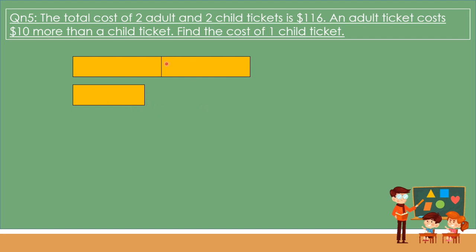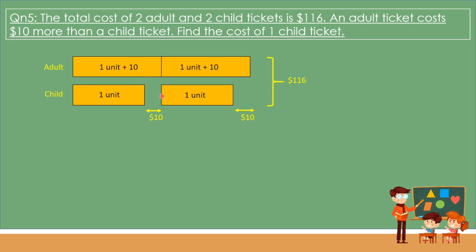But hey, you didn't just buy one adult ticket and one child ticket. You bought 2 adult tickets and 2 child tickets. Let's draw it like this. Adult, child. This part here is $116. This is $10 and this is $10. So if we were to take one rectangle to be 1 unit, then you can explain this question in terms of units. So this would be 1 unit, and this would be, is it 1 unit? No, it is 1 unit plus 10, and that is also 1 unit plus 10.